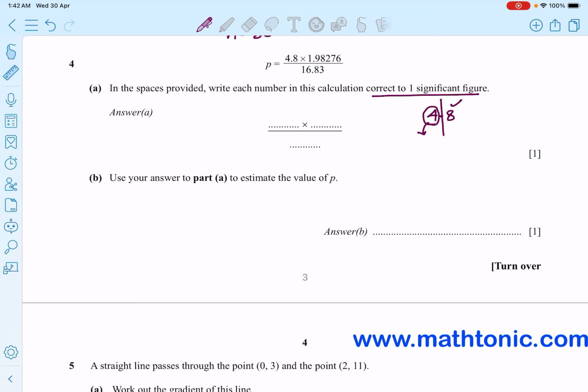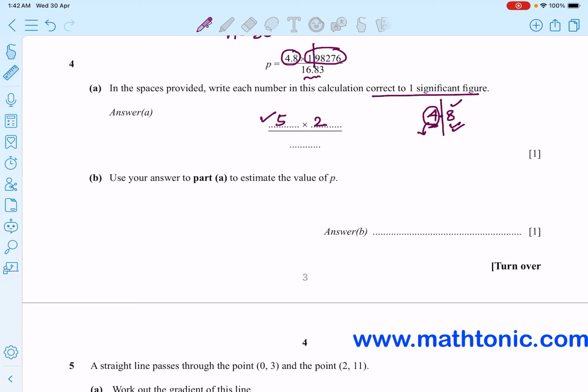So here you can see 4.8. So one significant figure means I have to stop here. The next digit is more than 5, thus I will take it as a 5. Okay, this is 4.8. One significant figure, I'm writing 5. So for 1.98, like this, one significant figure, I will stop here. This is 2 because after the decimal the digit was 9.